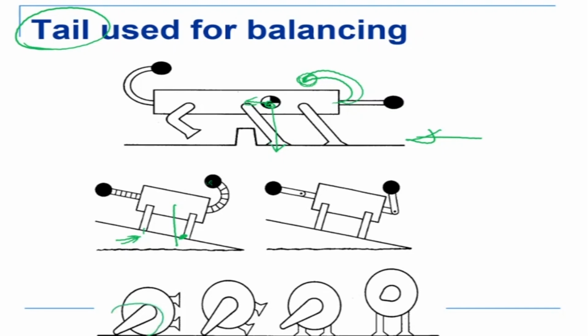Tails can also be used for getting up. This is an insect which doesn't have hands. Interesting case. If the insect falls down, it can use its tail and get up. So the tail is basically used for balancing. For dogs and others, when they run, they make use of their tail for balancing also, because it can shift the position of the CG.